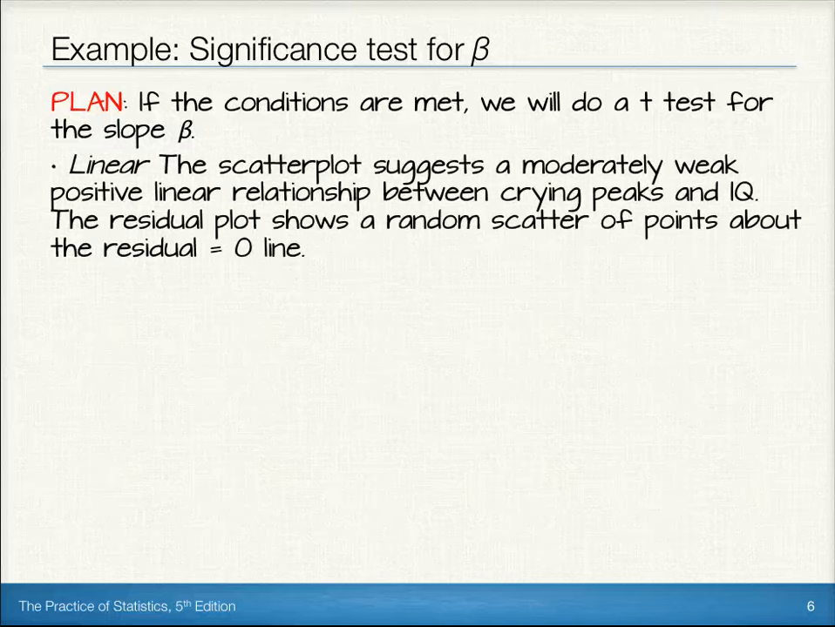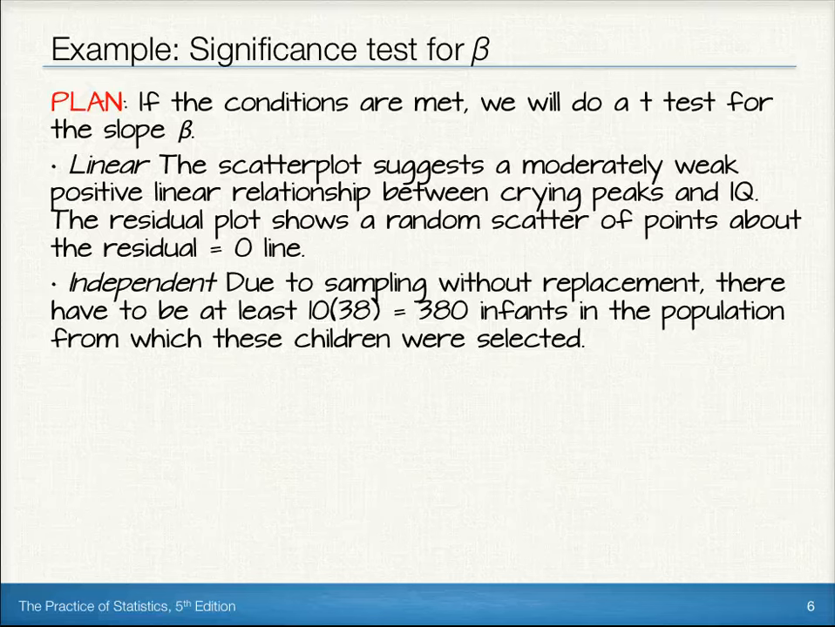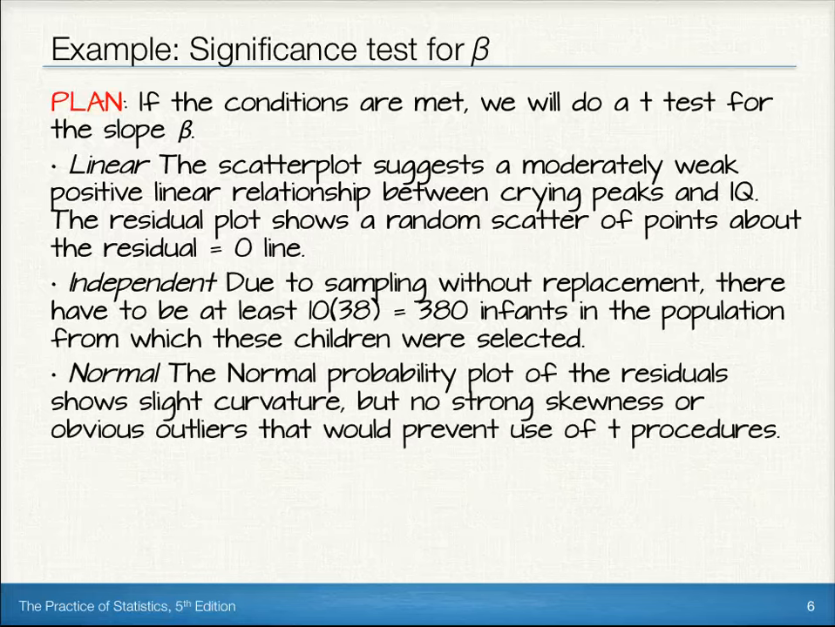Checking our conditions, again using the LINEAR acronym, for linear, the scatter plot suggests a moderately weak positive linear relationship between the crying peaks and IQ, as we saw in an earlier slide. The residual plot shows a random scatter of points about the residual equals 0 line, so our linear condition is met. For independence, due to sampling without replacement, there have to be at least 380 infants in the population, 10 times our sample size. That seems reasonable to assume in this case, so independence is met.